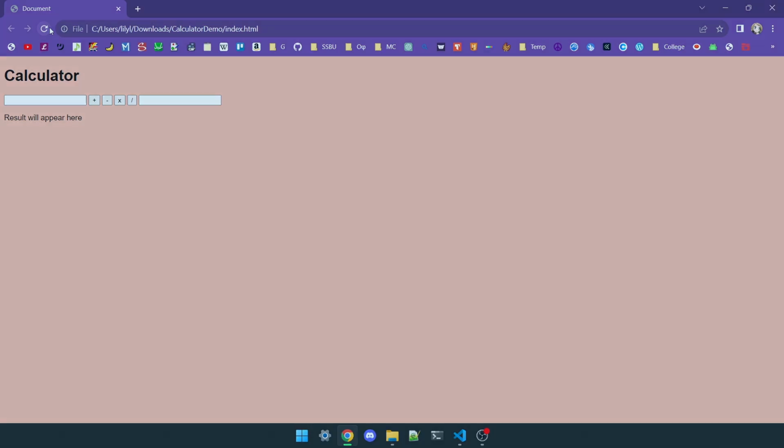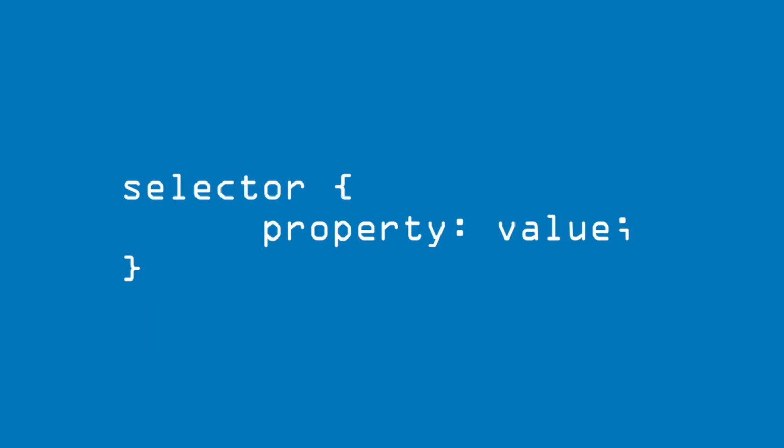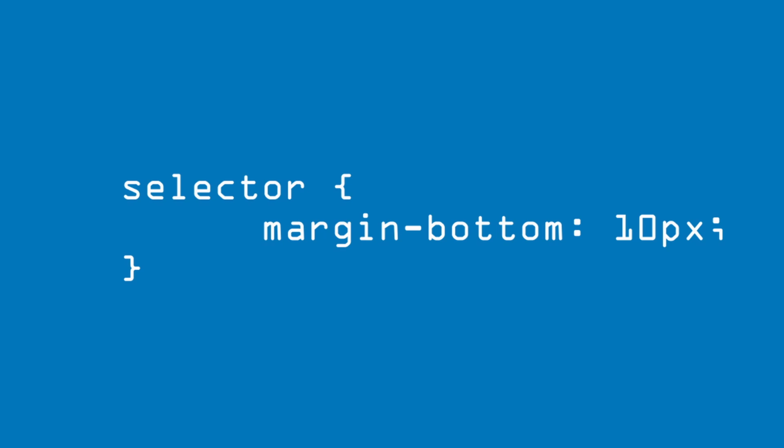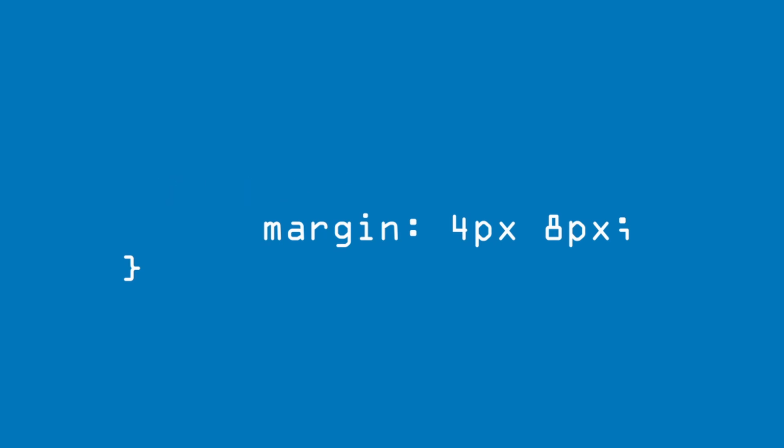This is where margins come in. A margin is the space around an element. You can edit the margin for one side specifically with margin left, margin right, margin top, or margin bottom. You can also edit all the margins at the same time with simply margin. Putting one value in changes it for all sides. 2 values makes the first one top and bottom and the second one left and right.